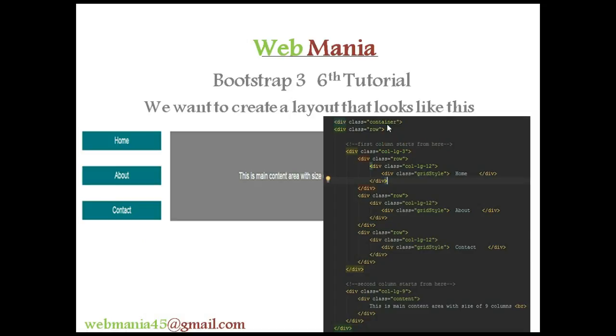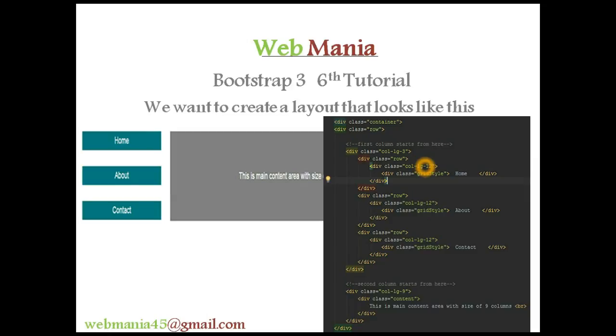Notice inside the container we have a single row, and in that row we have 2 columns. The first column holds these rows, home, about and contact, and the other column is the main content area. Our first column is spanning across 3 of the 12 Bootstrap columns, and our second column is spanning across 9 of the 12 Bootstrap columns. And within our first column, we have another row with a column spanning across 12 columns.